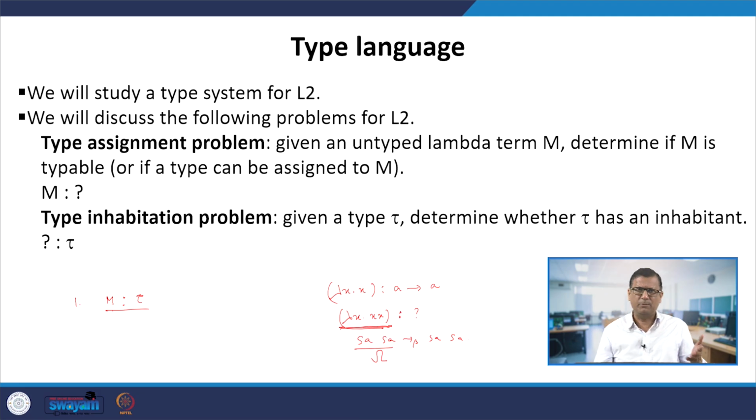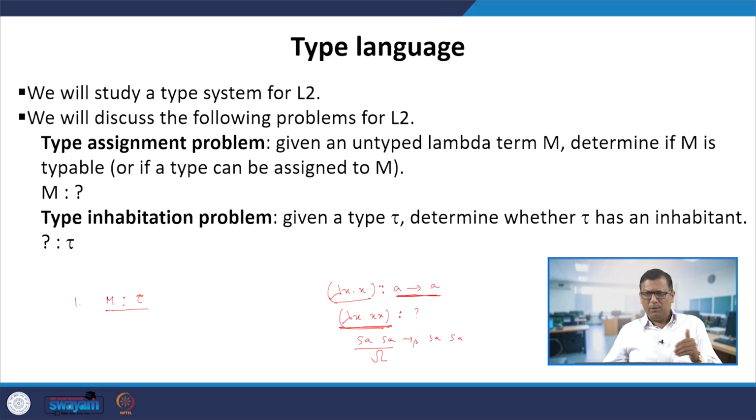And if it is typeable, it will give a most general type, which is a terminology we are going to discuss later. This is the general type of the identity function. This is what will happen if the problem is decidable for some language. If it is undecidable, that means there will be no algorithm for this language. So, we are considering L2 and this problem is known to be decidable.